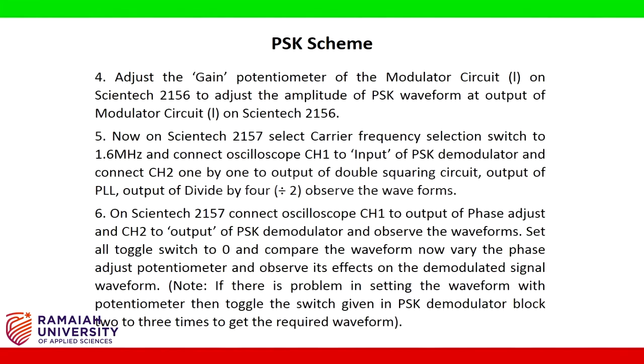On Syntec 2157, connect oscilloscope channel 1 to output of phase adjust and channel 2 to output of PSK demodulator and observe the waveforms. Set all toggle switches to 0 and compare the waveform. Now, vary the phase adjust potentiometer and observe its effects on the demodulated signal waveform. Note, if there is problem in setting the waveform with potentiometer, then toggle the switch given in PSK demodulator block 2 or 3 times to get the required waveform.